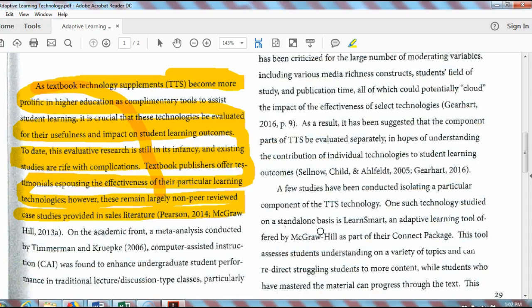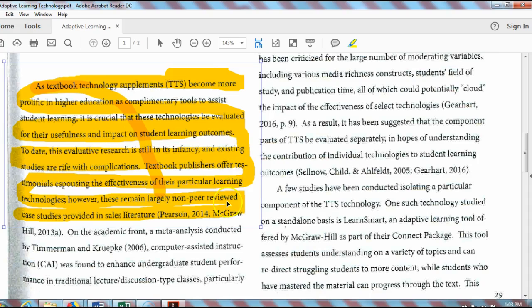Well, things like there's LearnSmart, there's interactive quizzes, there's interactive homework assignments, and these are all on the computer. There's PowerPoint presentations. There's a teacher's manual and teaching notes. There's a whole bunch of things that textbook companies supply to the instructor, almost an overwhelming amount. And they're becoming more and more common in higher education. And the reason they're there is to hopefully help with student learning outcomes.